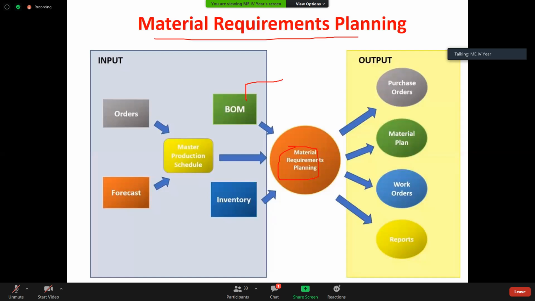Bill of material, we discussed in OneNote. I think you can see the screen? Yes, sir. OneNote, this one. No, sir. We are on material requirement planning here. Okay, I will share that now.